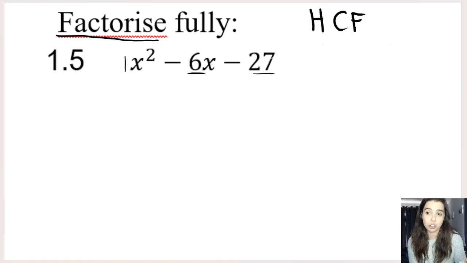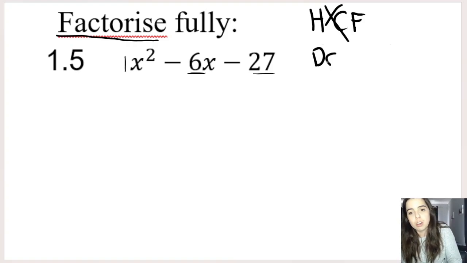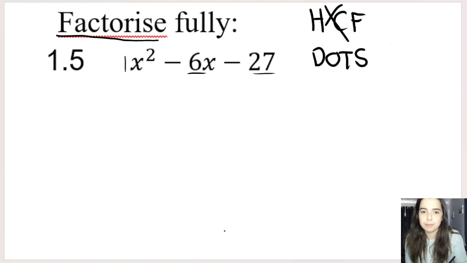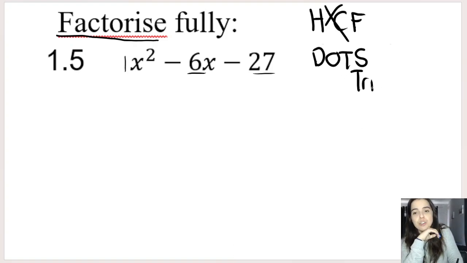That's a constant term. Then, if highest common factor doesn't work, I want you to think, is this difference of two squares? Well, immediately no, because I have three terms. This is a trinomial. Difference of two squares works with two terms. So this is a trinomial.